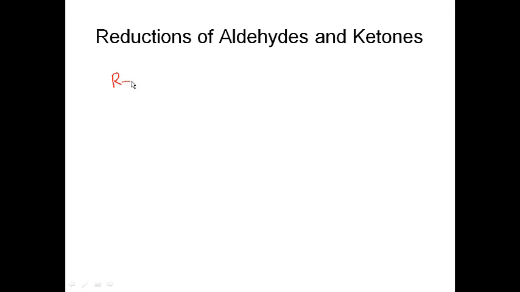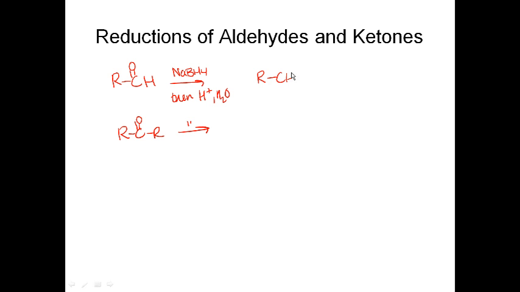So if I take, for instance, an aldehyde and I react it with sodium borohydride and then add H plus, H2O to that, what do I get? What would be the same reaction if I took the ketone and reacted it with sodium borohydride? Well, remember that the aldehyde would be reduced down to a primary alcohol, and the ketone would be reduced to a secondary alcohol.